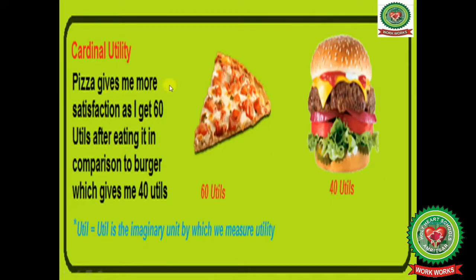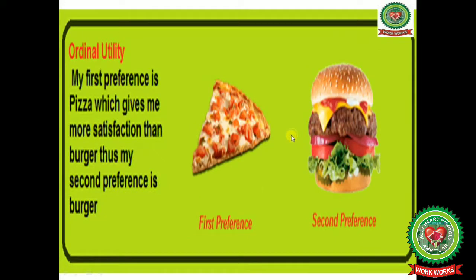Cardinal utility, like I have two things, pizza and burger. Pizza gives me more satisfaction as I get 60 utils after eating it, in comparison to burger which gives me satisfaction of 40 utils. Here utils, you know, are imaginary units which measure the utility. Ordinal utility. I am again having pizza and burger. My first preference is pizza, which gives me more satisfaction than burger. Thus my second preference is burger.